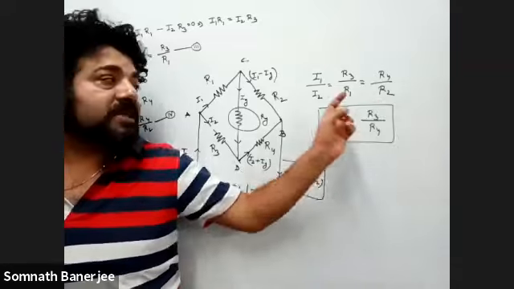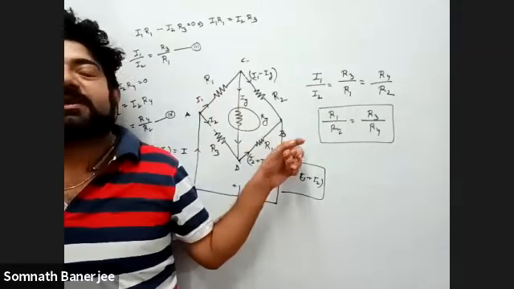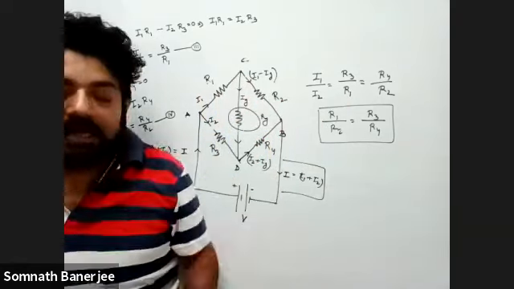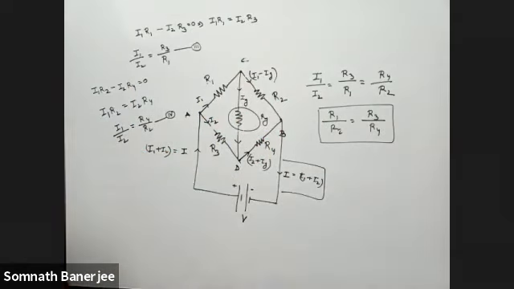Now we reverse it. If this one by this one equals this one by this one, that means this one is balanced, no current flows through this one. That is called the balanced Wheatstone bridge, which is very, very important.